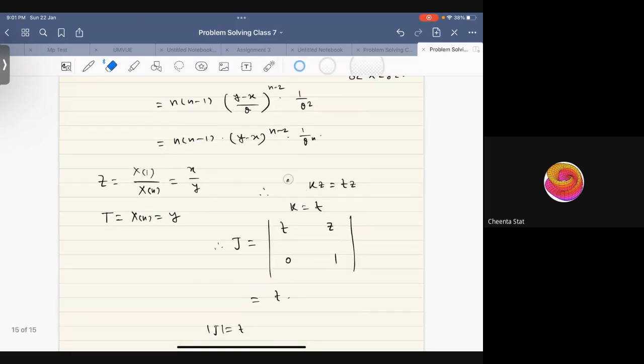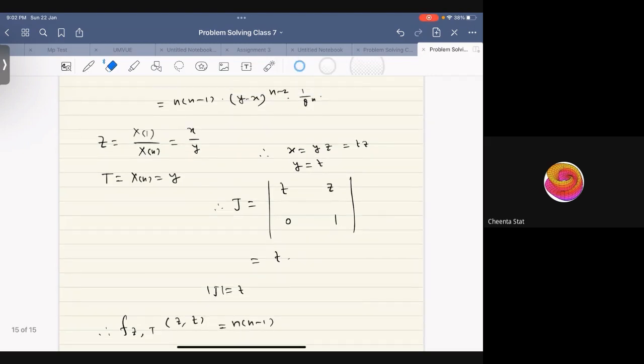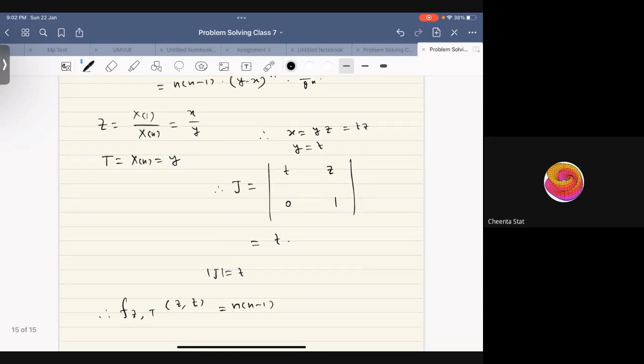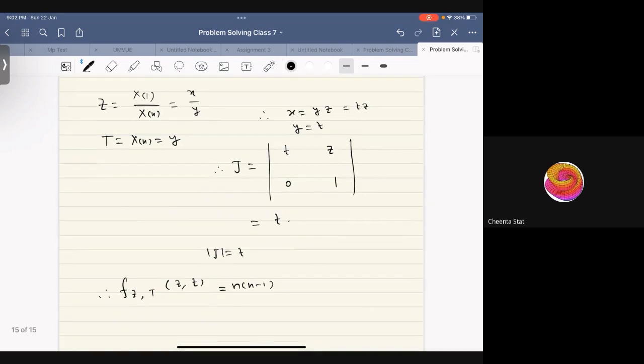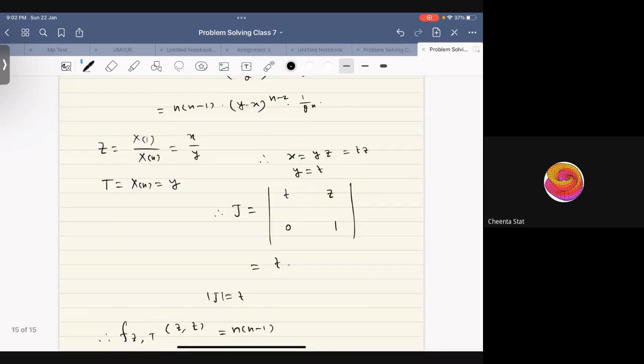that's why I'm thinking, where is the x and y? So x equal to yz and y equal to t, right? So x equal to tz. So the del x by del z will be t, del x by del t will be z, del y by del z 0, del y by del t 1. That's it. Now n into n minus 1, y minus x.